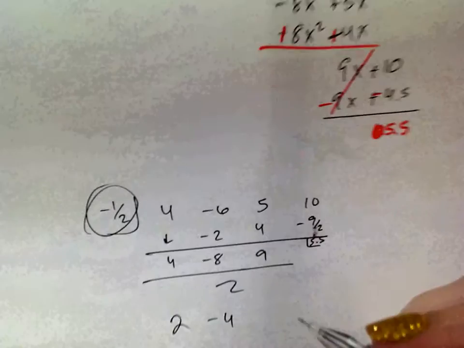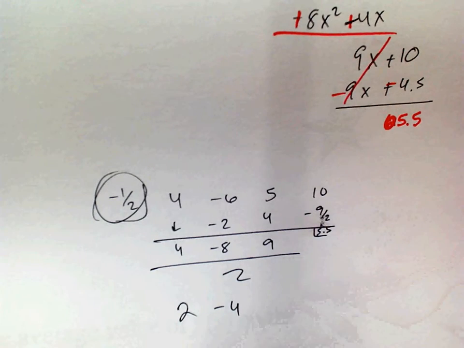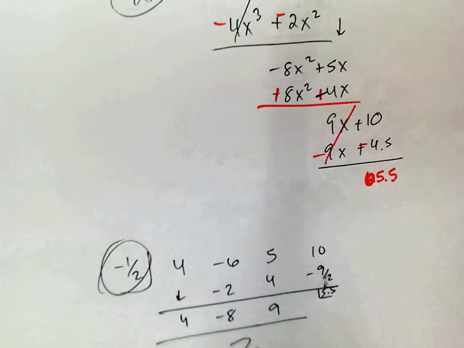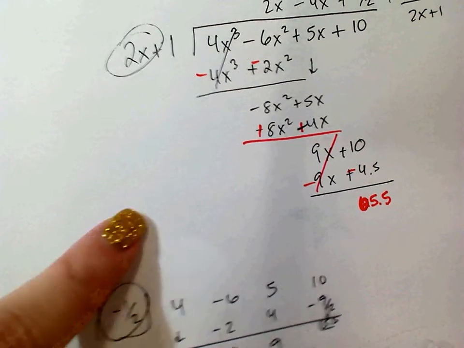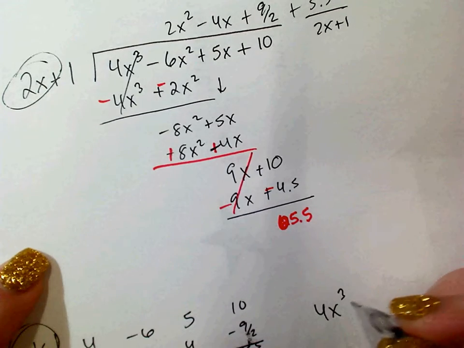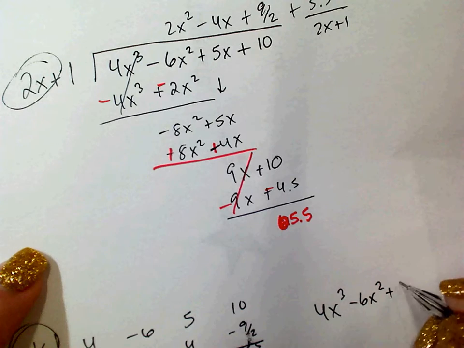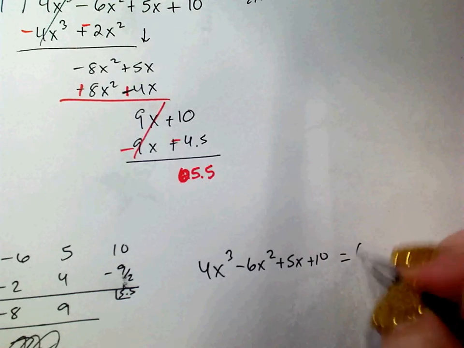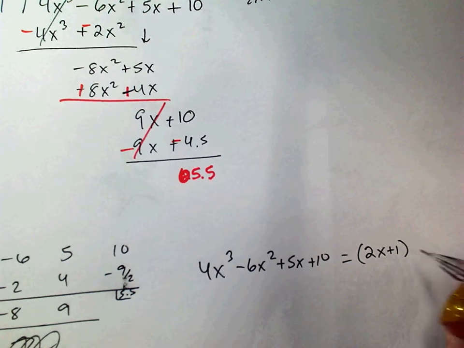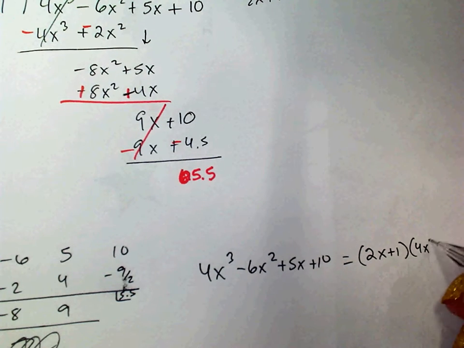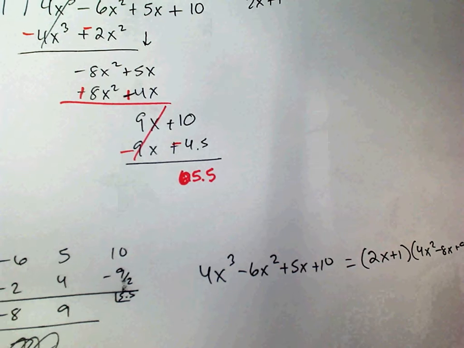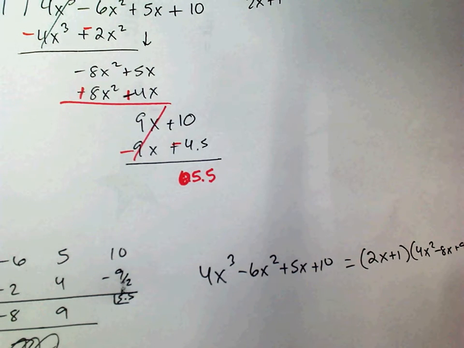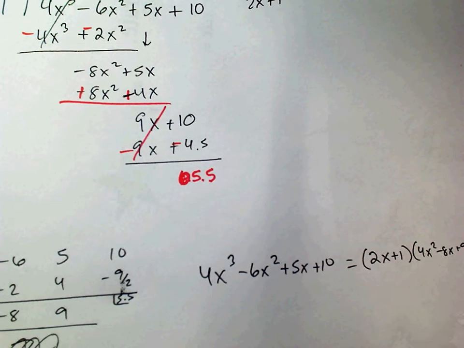Okay, so think about it like this, guys. I'm trying to get this function. What I just found was that when I divided out 2x plus 1, I got 4x squared minus 8x plus 9 plus 5.5 divided by 2x minus 1. Does that make sense? No. Because that times that would give me 8x squared, right?